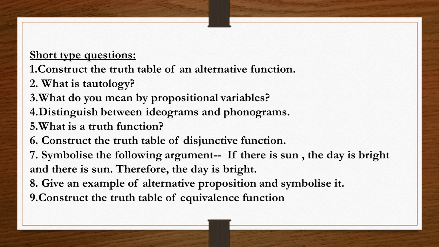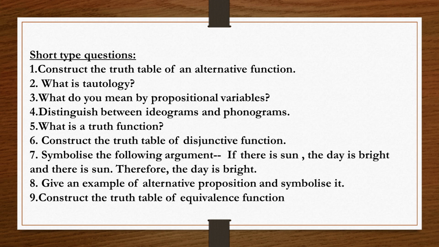Symbolize the following argument: if there is sun, then the day is bright and there is sun, therefore the day is bright. How will you symbolize this? There is sun is p, the day is bright is q. Then p implies q. This is the major premise. In the minor premise, put and, and there is sun, that means p implies q and p. Keep it in brackets. Before the conclusion put the implication sign, implies q.